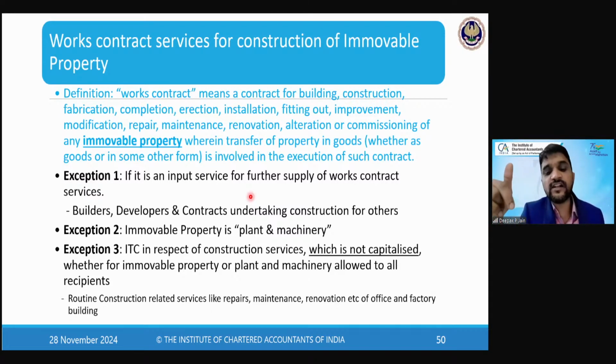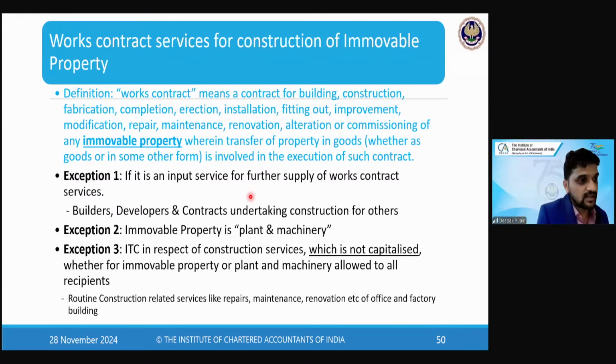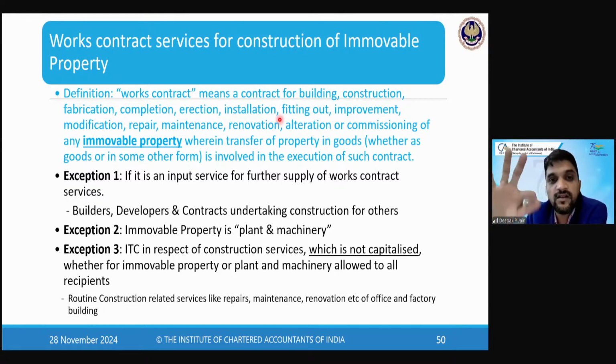Exception: if it is an input service for further supply of works contract service, that I am into the business of selling buildings, constructing buildings. Who will that be? He'll be a builder, developer, or a contractor. There they can claim the credit. But there also there is a restriction, because the rate itself gives a restriction saying that you have to pay 5% or 1% without ITC. Because of that, they cannot claim. But the exception under 17(5) says that had that rate been normal, then boss, you would have got it. But here, unfortunately, that is not the case.